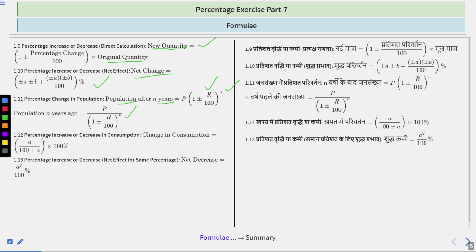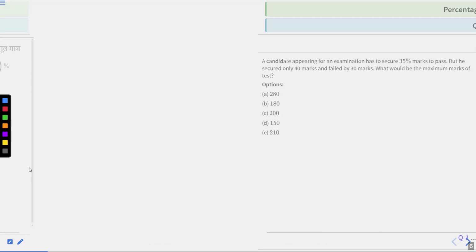In the same way, percentage increase or decrease in consumption. What will be the formula for change in consumption? It will be a upon 100 plus minus a multiplied by 100%. Next formula: percentage increase or decrease, net effect for the same percentage. There will always be a decrease. The decrease is a square upon 100 percent decrease. Clear? So we will see some questions.